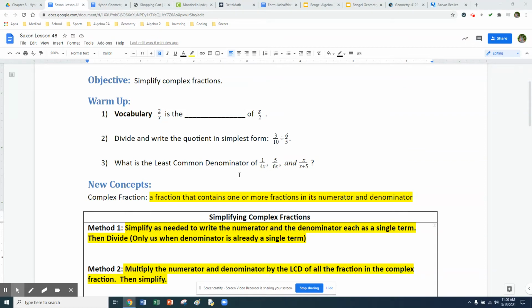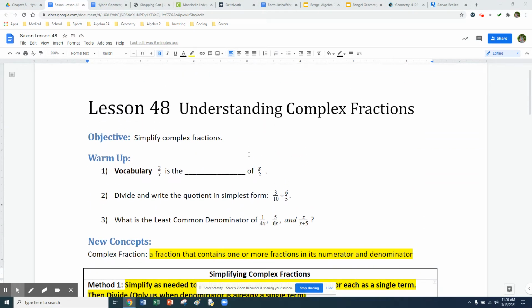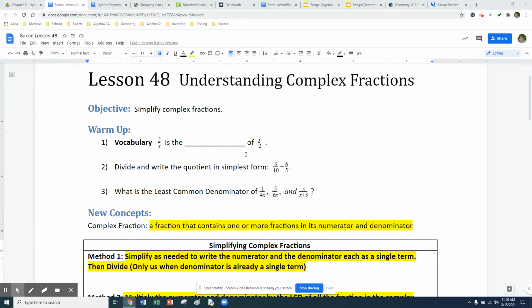Hello, Algebra 2A, and welcome to day 1 of Lesson 48, where we are going to talk about how to simplify complex fractions. So we'll define what a complex fraction is, and then we'll look at two methods to simplify these complex fractions. And we use complex fractions in some upcoming lessons when we start to look at probability. So in probability, we're finding ratios, and then we might be seeing ratios within our ratios, which are exactly what complex fractions are.